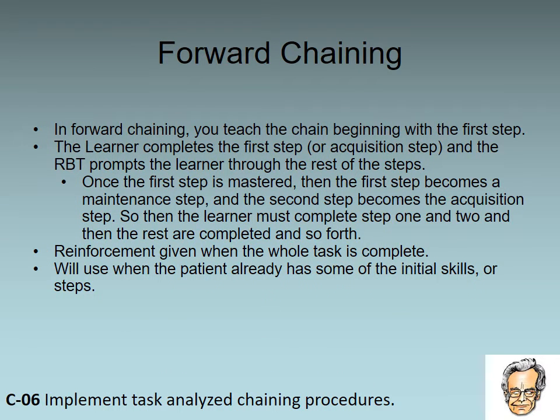In forward chaining, you teach the chain beginning with the first step. The learner completes the first step or acquisition step with the RBT prompting them through it. As the RBT, you're going to use the minimal prompt to help them with that acquisition step. Once that first step is complete with that minimal prompting, the RBT will then fully physically prompt the learner through each of the successive steps. Once that first step is mastered, the first step becomes a maintenance step, and the second step becomes the acquisition step. So then the learner must complete step 1, and then acquisition step 2, and then the RBT fully physically prompts step 3 and 4, and so forth. Reinforcement is only given when the whole task is complete.